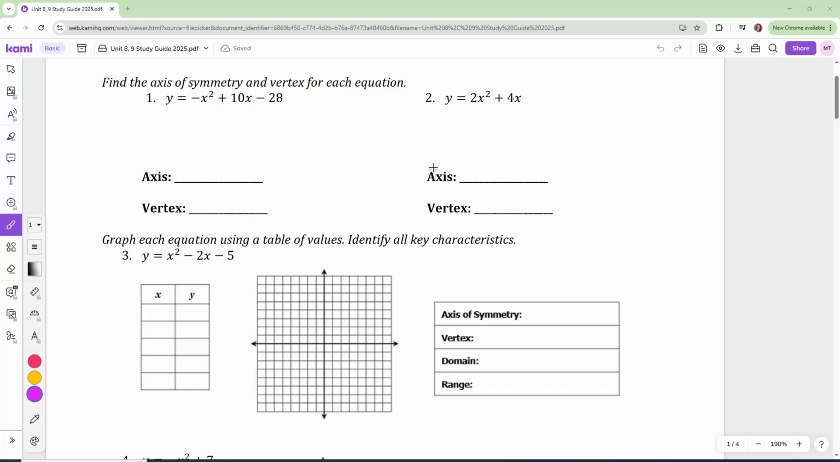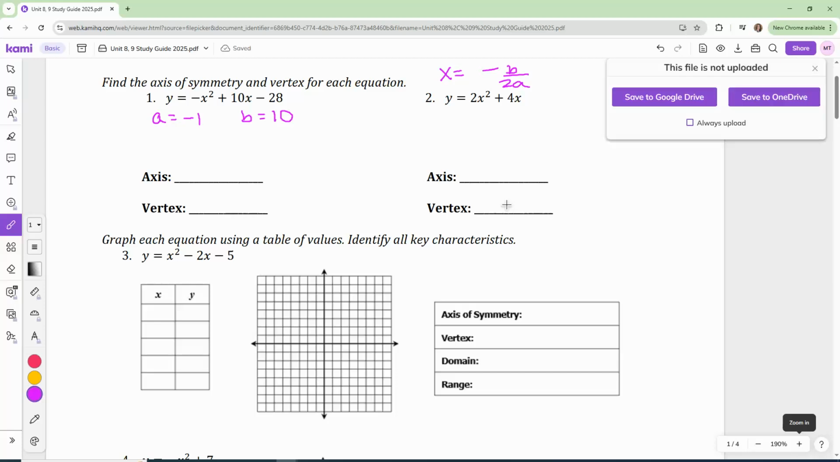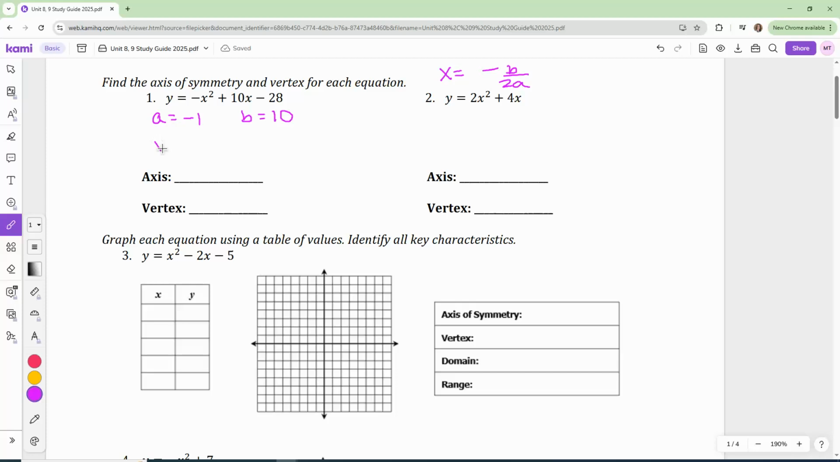So the first couple questions, I'm just going to ask you to find the vertex and axis of symmetry. What is the formula we have to remember for that? Remember, a is the number in front of x squared, b is the number in front of x. So my a is -1, my b is 10. What if there isn't an x term? It's 0.